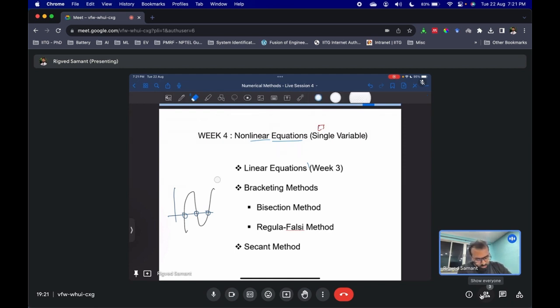So how to solve these nonlinear equations, we saw in the classes that were concluded in this week. There are two methods. One is the bracketing methods, bisection and Regula-Falsi. So what is the bracketing method?